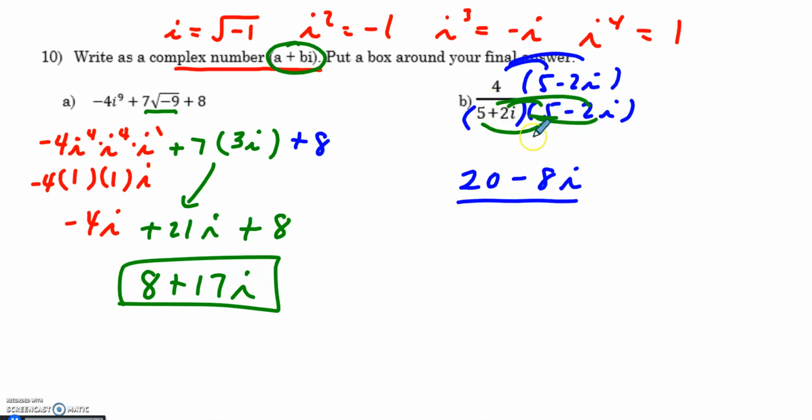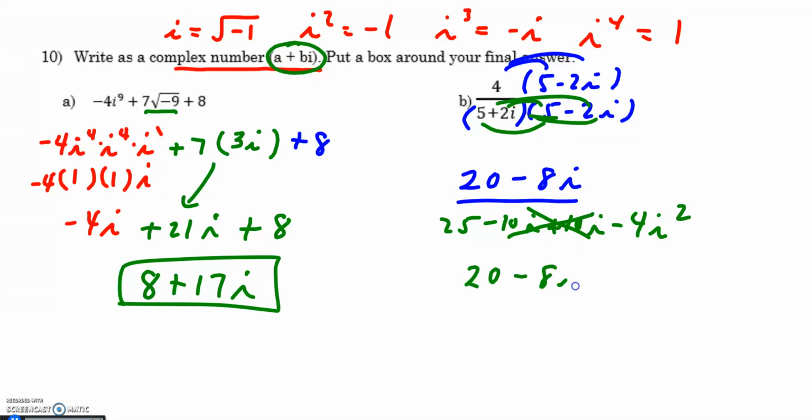So 5 times 5 would get me 25. 5 times negative 2i is negative 10i. 2i times 5 is positive 10i. And then 2i times negative 2i is negative 4i squared. Please remember that you are multiplying the 2 times 2, and the i times i does get you i squared. Very common mistake to forget that. Good news, in the denominator, these do cross out, so my i's are disappearing.